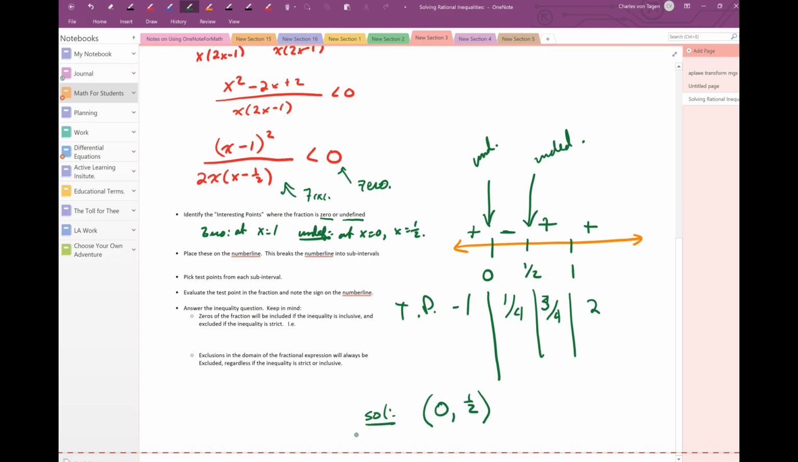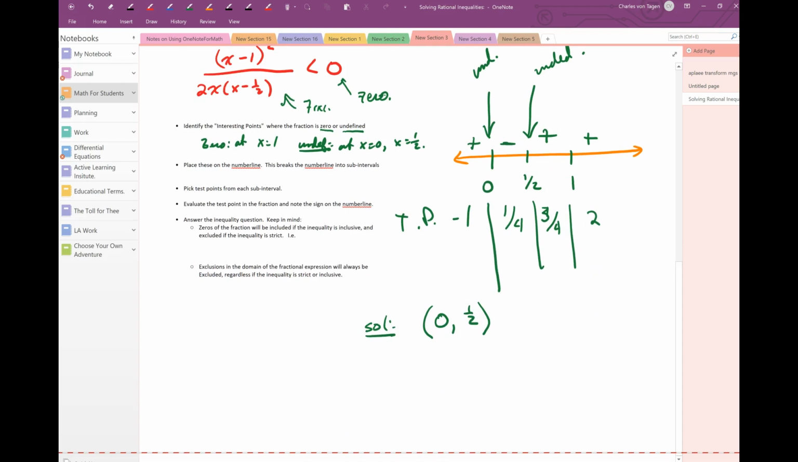Okay. Just for fun, since I've already done all this work, let's suppose we were asking this question. When is x minus 1 quantity squared all over 2x times x minus 1/2, let's say, greater than or equal to 0? Well, this has a solution.